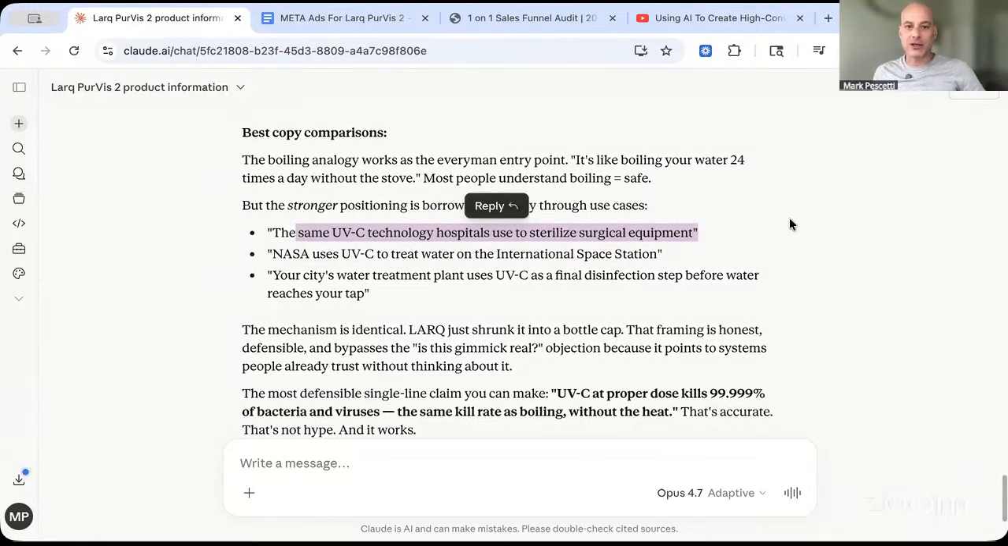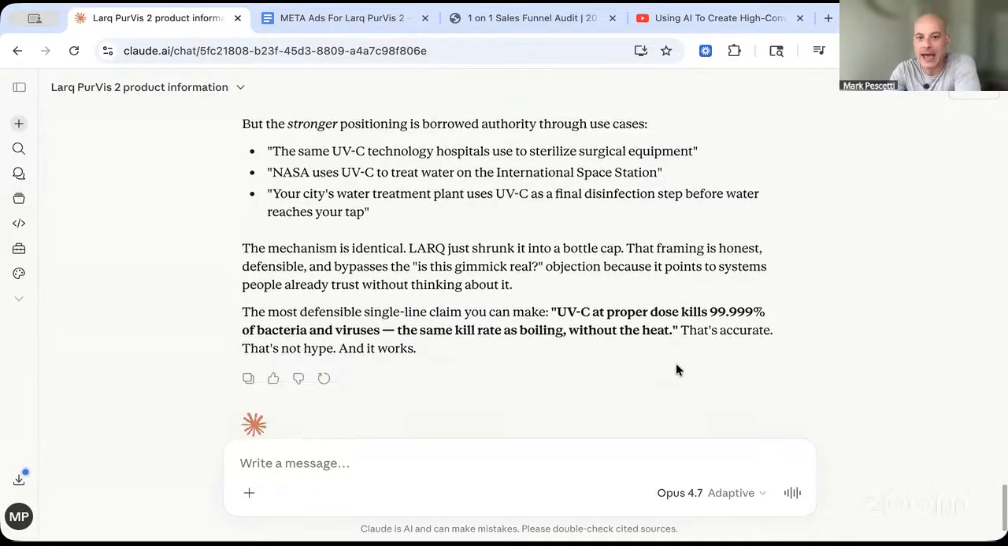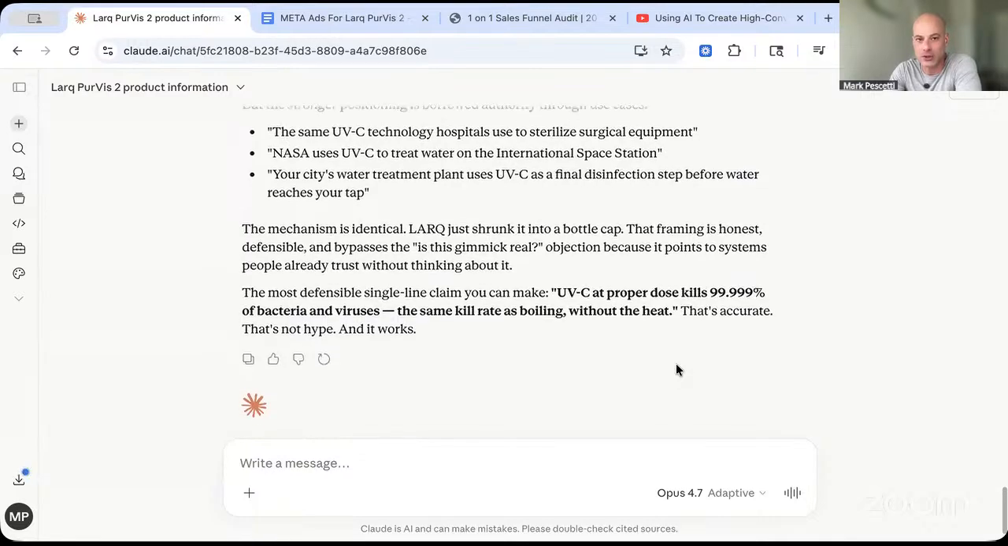The same UVC technology hospitals use to sterilize surgical equipment. NASA uses UVC to treat water in the International Space Station. So those are different ways of credibility, also borrowed authority. So, did you know you could use the same technology NASA uses to get all the bad bacteria, all the bad stuff out of their water with this bottle? So it has borrowed authority potential.